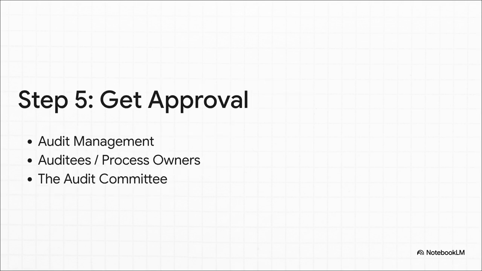Now, you can have the best plan in the world, but if nobody buys into it, it's pretty much useless. That's why step 5, communicate and get approval, is so key. We share the plan with a few key groups: audit management, to make sure they're on board, the auditees, so there are no surprises, and of course the audit committee for that high-level oversight. Getting everyone aligned here is what makes for a smooth audit instead of a difficult one.